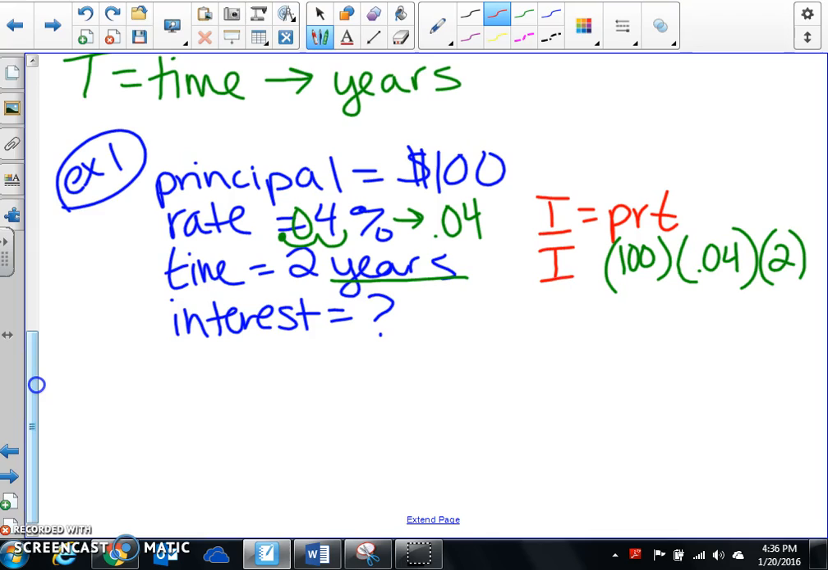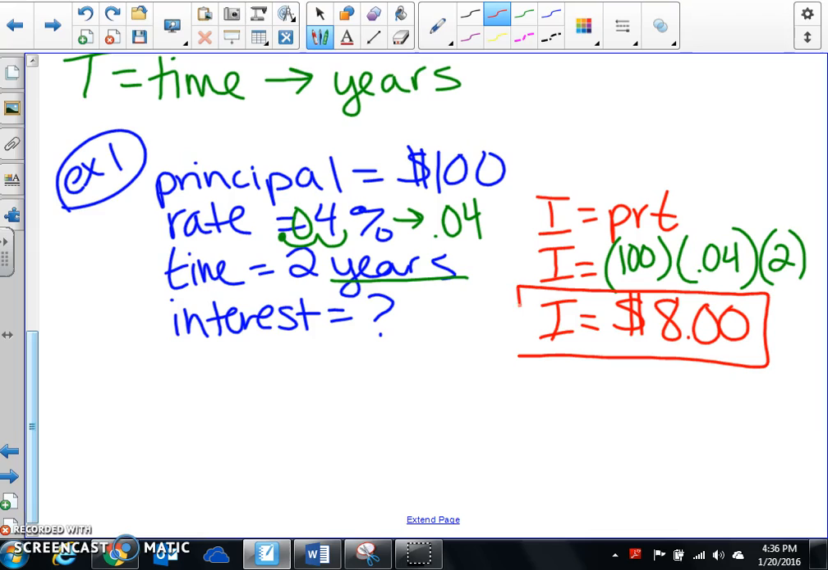Now, lucky for us, we can just grab our good old calculators. So 100 times 0.04 times 2 is 8. And interest is also money, so $8. All I did was multiply those 3 numbers together. Let's do a couple more.